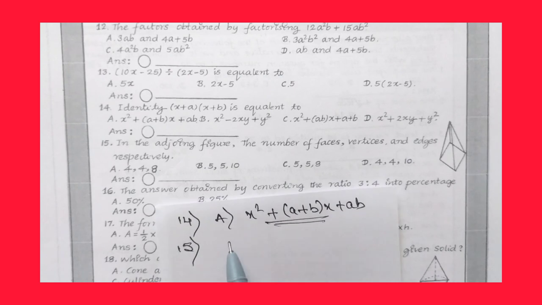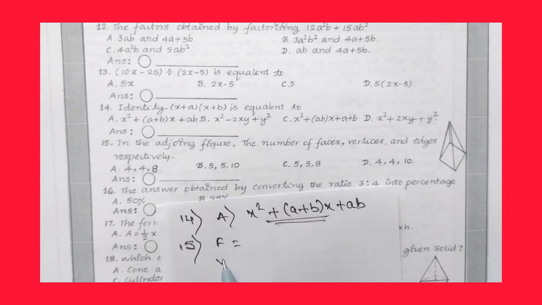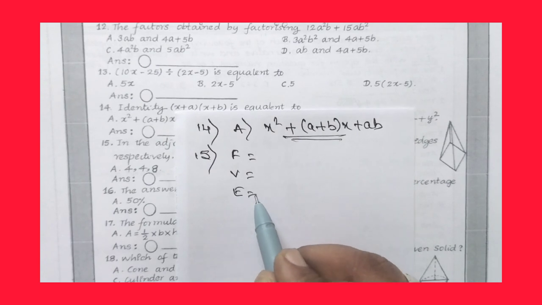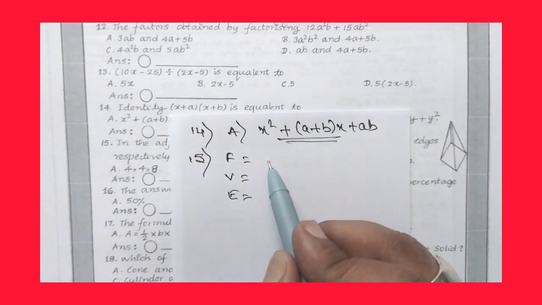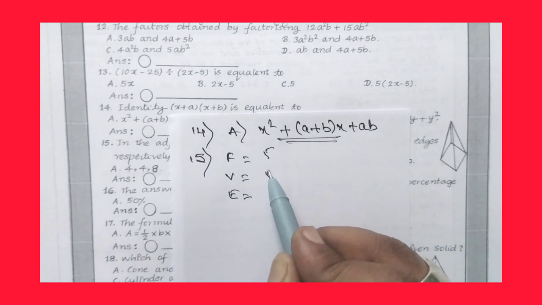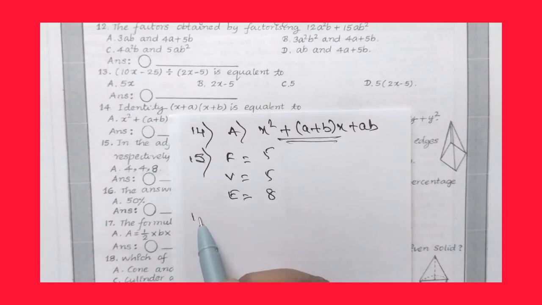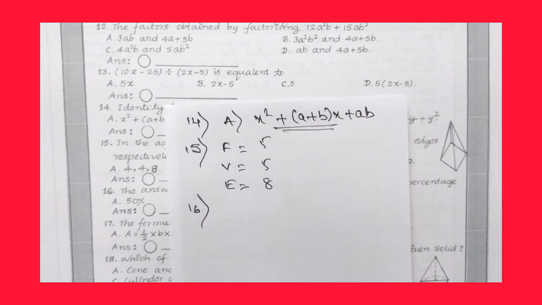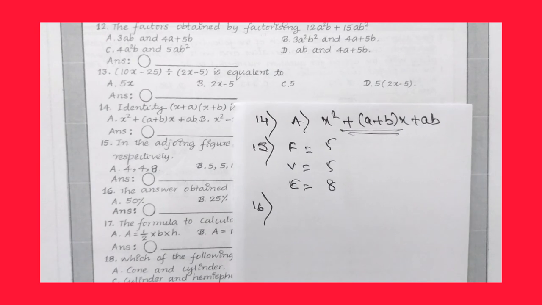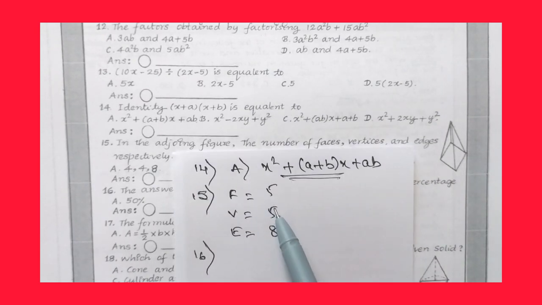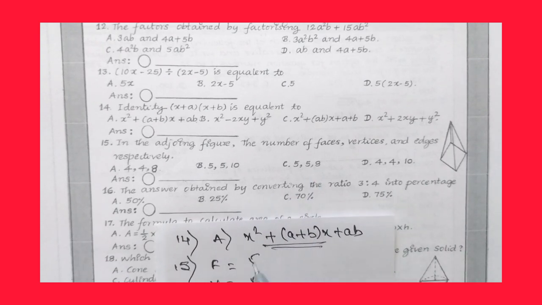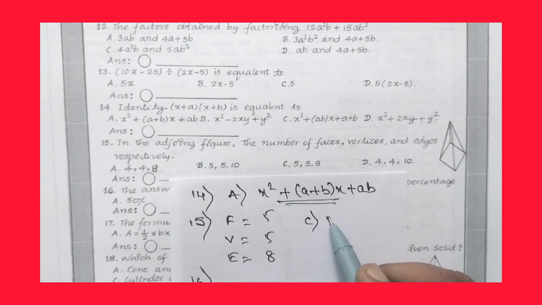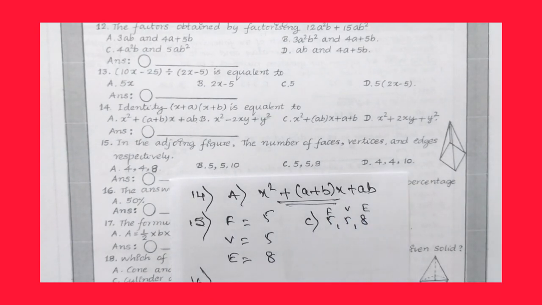So the number of faces, number of vertices and number of edges. There are 5 faces, 5 vertices and 8 edges. So 5, 5 and 8. Like this we have to find the faces, edges and vertices of a square based pyramid. Now let us move to the next question. Where is 5, 5, 8? Option C is the right answer. 5, 5, 8: this is faces, this is vertices and this is edges.